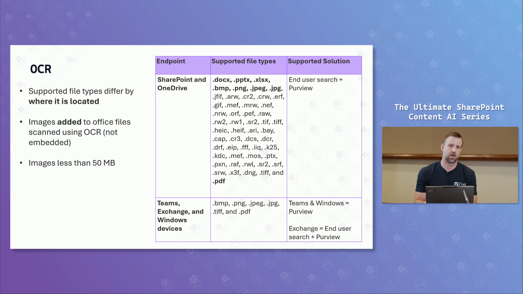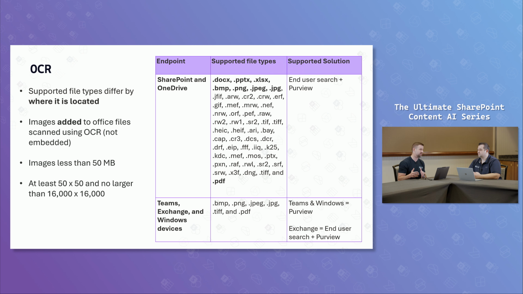The images do need to be less than 50 megabytes. So I would assume this would be more of a challenge in some of the Purview scenarios where you need larger images to be scanned. So if you don't see that, it will be a size limitation. And there is also a limitation on the pixel range. So 16,000 by 16,000 is the max. That's a lot. If you're hosting some very large images, that would be a scenario.